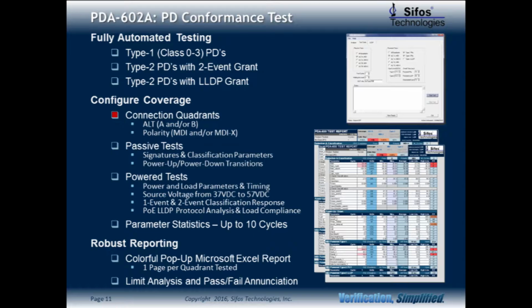Test coverage can be configured to specify quadrants, that is, pair sets and polarities that will be evaluated. There are 2 categories of testing within the PD conformance test suite. Passive tests include measurements of the PD prior to power and during power-up, while powered tests focus on PD parameters after power-up. More specifically, passive tests assess PD signature characteristics, including responses to various PSE detection and classification sequencing behaviors, as well as turn-on and turn-off voltages.